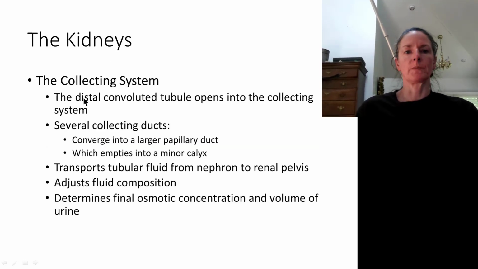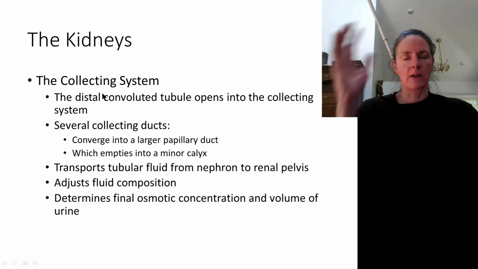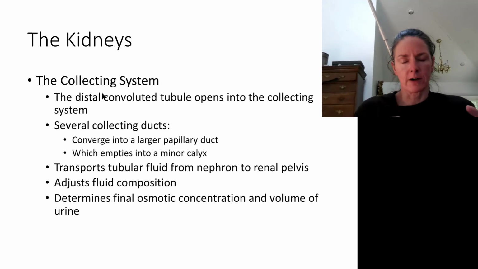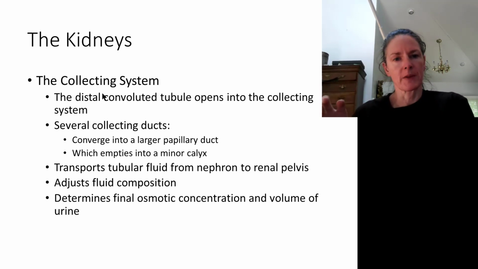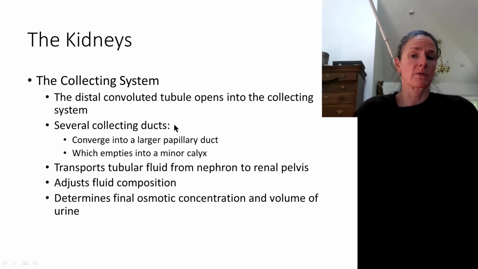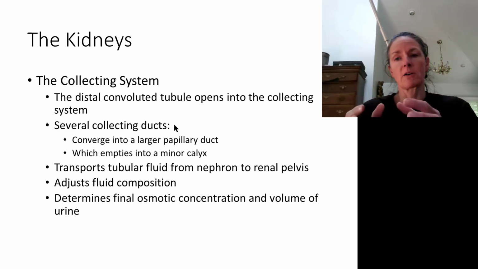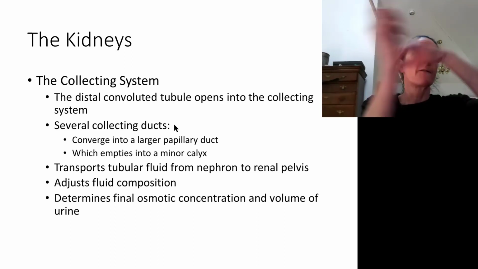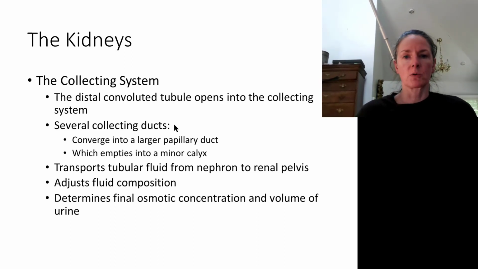All right, now that we've looked at the entire nephron, the nephron is going to empty into the collecting system. So that's where the distal convoluted tubule basically dumps into the collecting duct. And then we're going to have several collecting ducts that are going to converge into a papillary duct. The papillary duct will then empty into a minor calyx, which then empties into a major calyx, then empties into the renal pelvis, and then down the ureter towards the bladder.